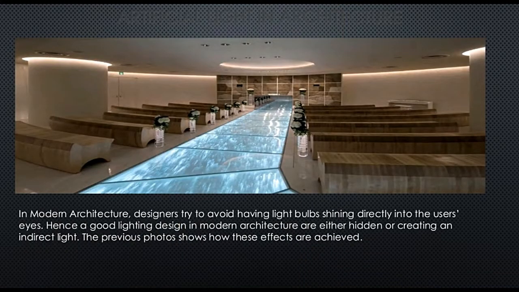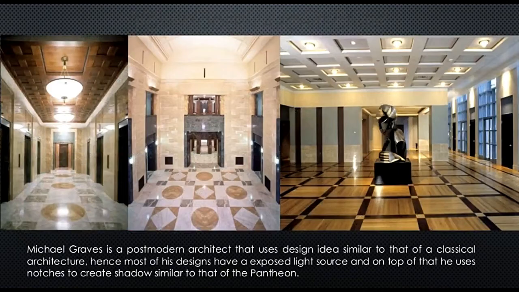In modern architecture, designers try to avoid having light bulbs shining directly into the user's eyes. Hence, a good lighting design in modern architecture is either hidden or creating an indirect light. The previous photo shows how these effects are achieved. Michael Graves is a postmodern architect who uses design ideas similar to those of classical architecture. Hence, most of his designs have exposed light sources, and on top of that, he uses notches to create shadow similar to that of the Pantheon.